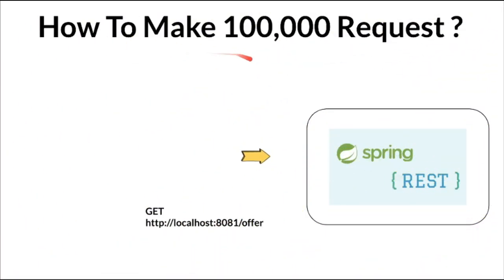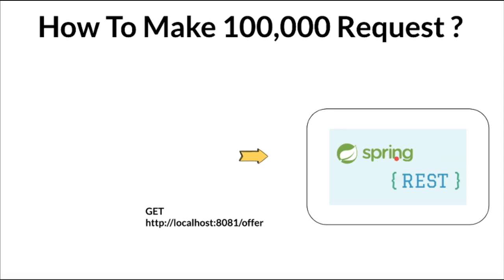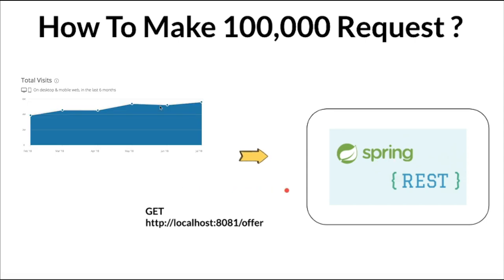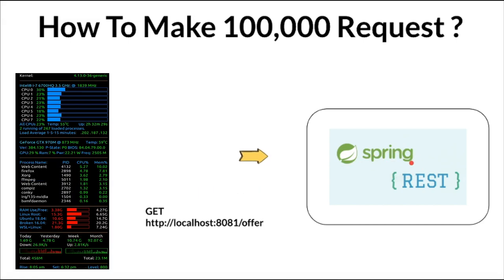Hi friends, in this video I'm going to explain how to make 100,000 requests to a Spring REST application. For example, in our projects there might be microservices which take a lot of user traffic. So we need to test what happens when I make 100k requests to the Spring REST application, how it behaves, how it responds, to check what the CPU usage and memory usage of the application are.